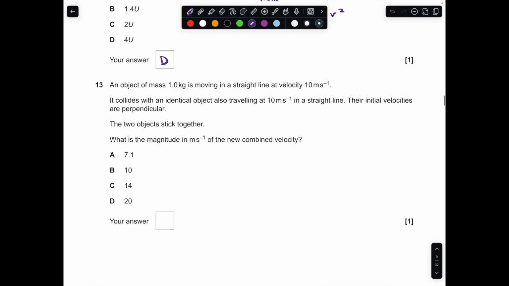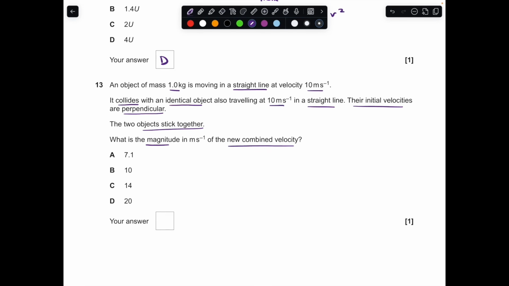Question number 13. An object of mass 1 kilo is moving in a straight line at a velocity of 10 meters per second. It collides with another identical object traveling at 10 meters per second in a straight line. Their initial velocities are perpendicular. The two objects stick together and we have to calculate the magnitude of the new combined velocity.